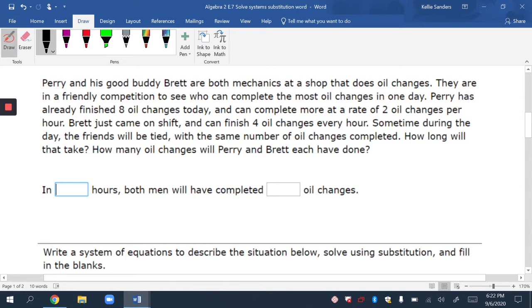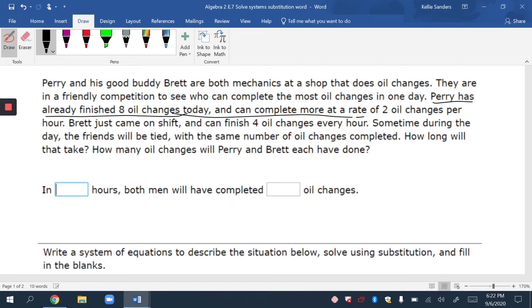Perry and his good buddy Brett are both mechanics at a shop that does oil changes. They are in a friendly competition to see who can complete the most oil changes in one day. Perry already finished. I'm going to underline some information. Perry has already finished 8 oil changes today and can complete more at a rate of 2 oil changes per hour. Brett just came on shift and can finish 4 oil changes every hour. Sometimes during the day, the friends will be tied. With the same number of oil changes completed, how long will that take? How many oil changes will Perry and Brett each have?